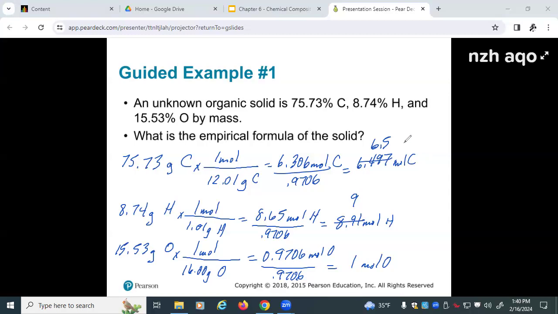To get rid of the half, I need to multiply it by 2. If I multiply this one by 2, I've got to multiply the others by 2. So in the end, I'm going to have 13 for carbon. I'm going to have 18 for hydrogen. And I'm going to have 2 for oxygen.